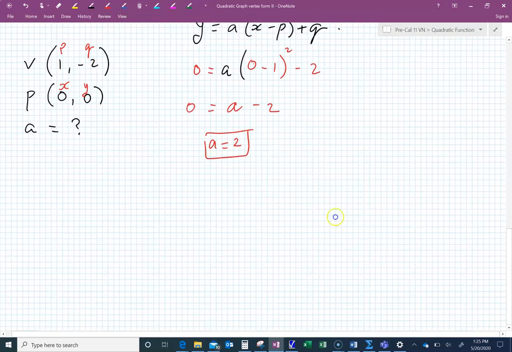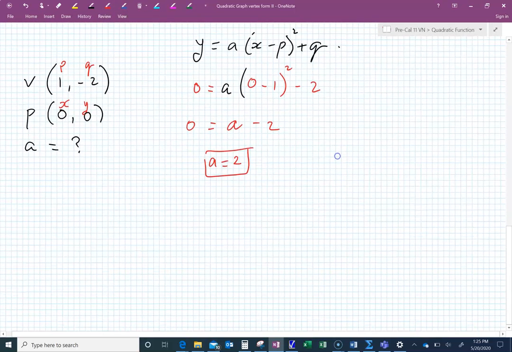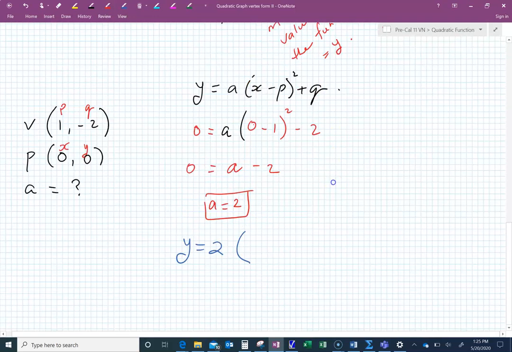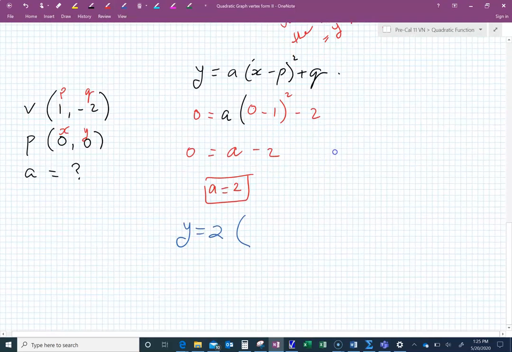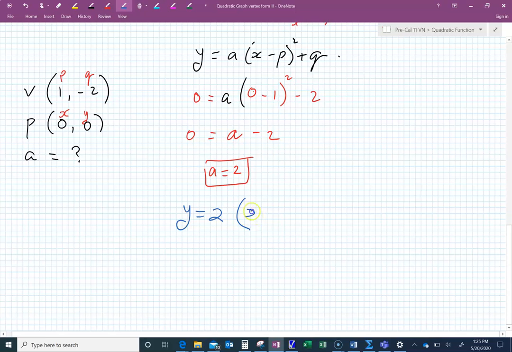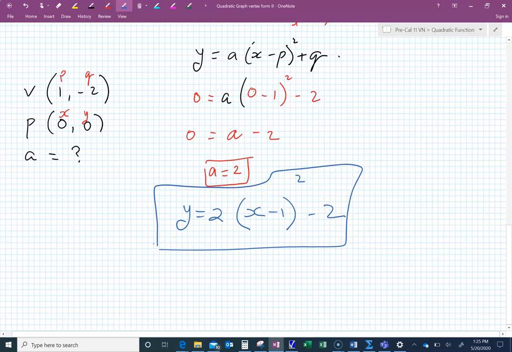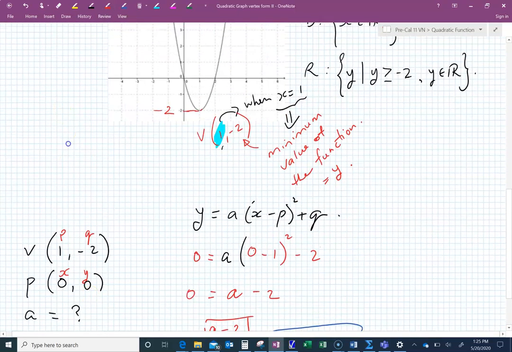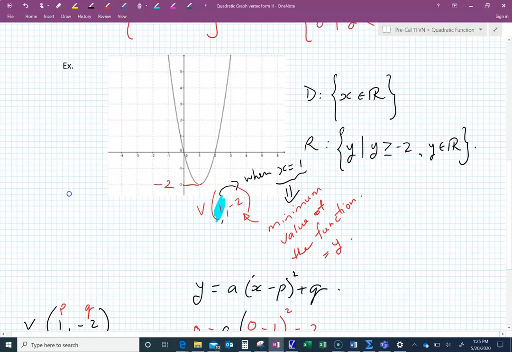Great. Now that we have that, we go back and write the final equation for the quadratic function. y equals 2, and now we say what the vertex is. So that would be (x minus 1) all squared minus 2. And that is how you come up with the equation of a parabola using the graph and the information that you have on that graph.